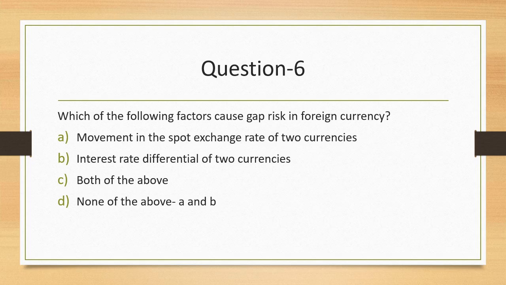Which of the following factors cause gap risk in foreign currency? Now gap risk is one of the features of foreign currency, because there are different transactions done for different time frames. You can have 1 month, 2 month, 6 months transactions, multiple types of forward transactions which can also be done. So movement in the spot exchange rate between two currencies, if it's not uniform, then there could be a gap risk. And interest rate differentials of two currencies also cause the gap risk which arises between the quotations or the values. So the answer for this would be both of the above. So we have completed 6 questions. Let us move on to the 7th one.